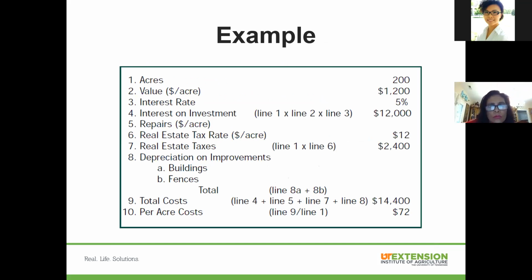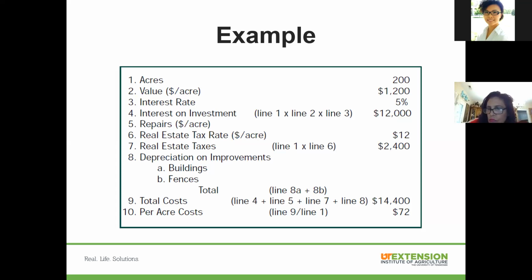So in this example, the landlord is renting out 200 acres, valued at $1,200. You think, what kind of land value is that low here in Tennessee? Probably you can't really find that at all. But just in this example, the dollars per acre were valued at $1,200. So for interest rate or return on investment, we are estimating 5%, which means annually you're getting 5% rate of return on your investment from your land.